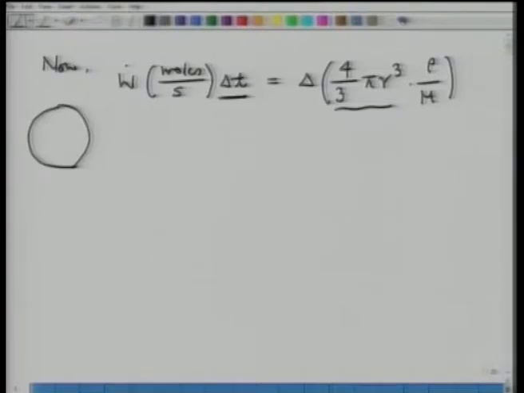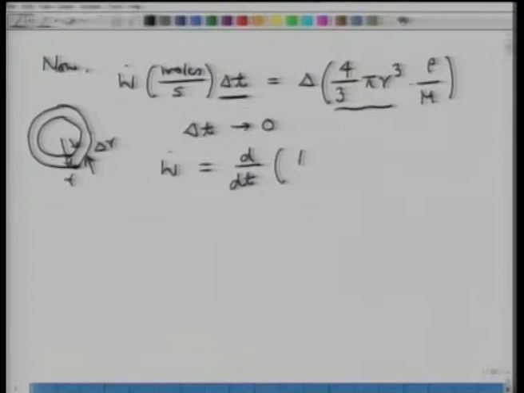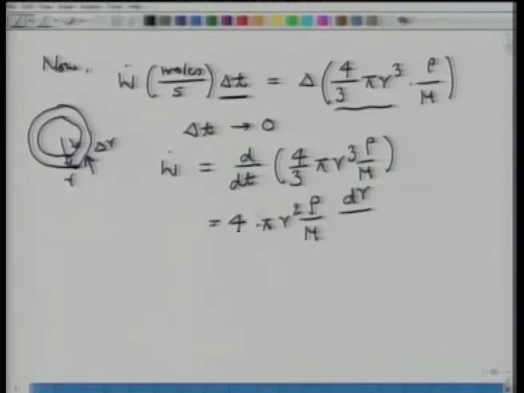So essentially we are saying that over this del T time, this naphthalene ball evaporates and the size decreases by del R. So we have del R, and over this time the radius decreases from R to R minus del R. Okay, so which means if we take the limit of del T tends to 0, we can write W dot as d by dt of 4 by 3 pi R cube rho over M, which can be written as 4 by 3 pi R square rho over M dR by dt.